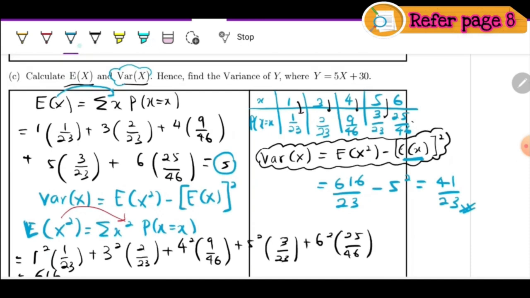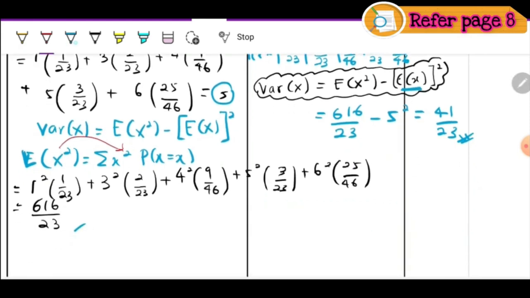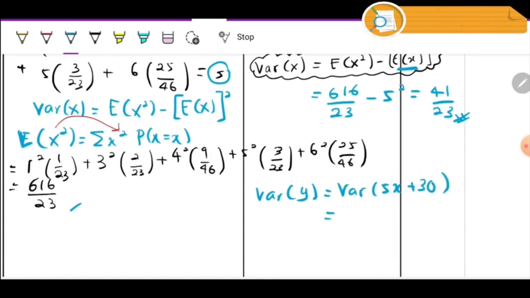Okay. Next, the question asks you to find the variance of y, where y is equal to 5x plus 30. Variance of y means variance of 5x plus 30. So remember the properties that we discussed in the previous video. If you have a constant on x, take out the constant, square it, then multiply with the variance. And then the variance of 30, or variance of a constant, is equal to 0.